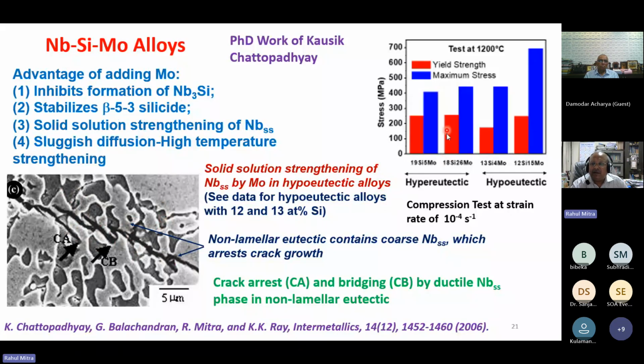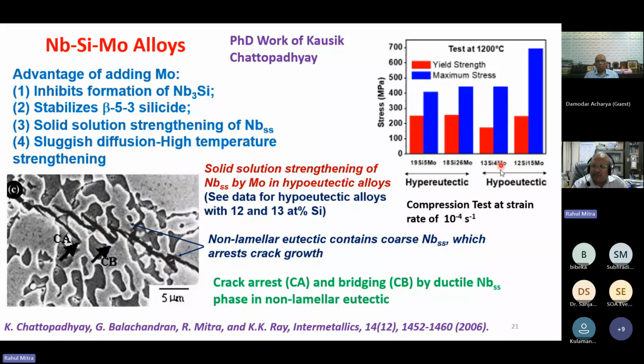Also at high temperature, you can see that alloys with higher molybdenum content show higher strength retention, both yield strength and maximum stress. This is observed for hypoeutectic alloys, not for the hypereutectic alloys. Why? Because the hypoeutectic alloys have the niobium solid solution phase as the primary phase, whereas the hypereutectic alloys have the silicide phase as the primary phase, which is brittle in nature. So solid solution strengthening is not observed there. But in the hypoeutectic alloys, the primary phase is NbSS, which is strengthened by molybdenum, and that is why we see the effect. There is solid solution strengthening.